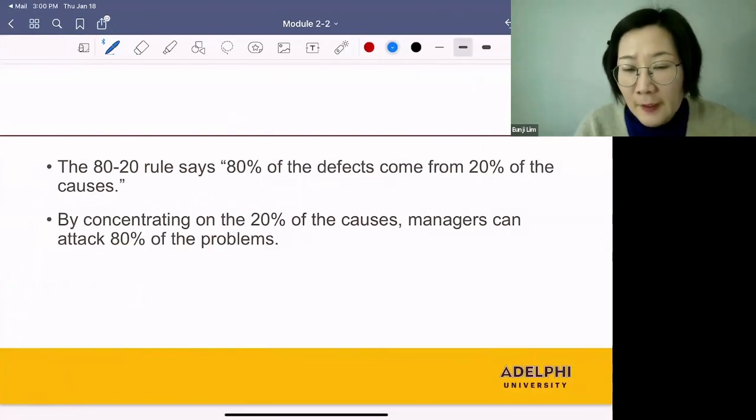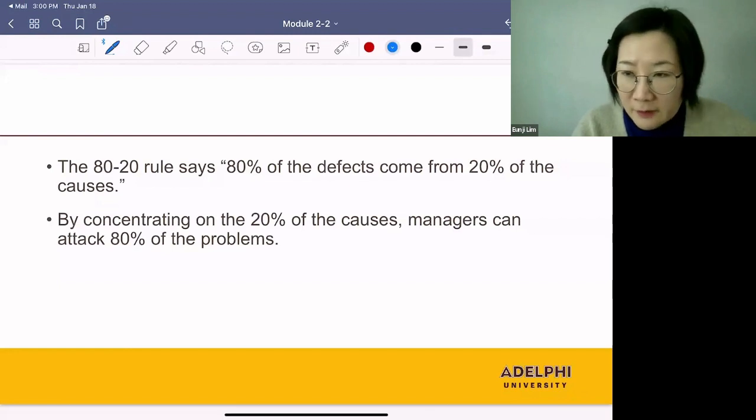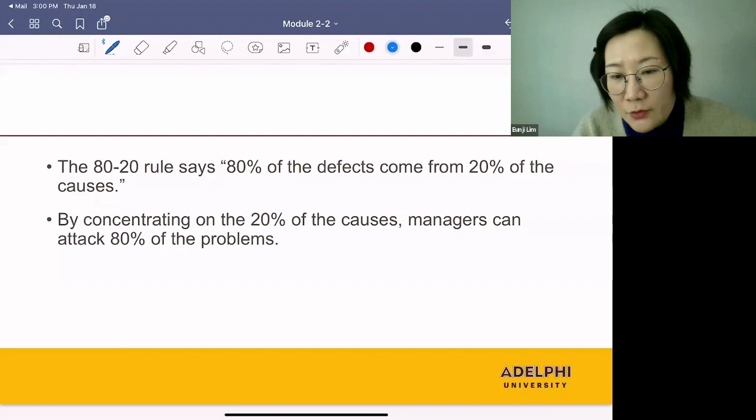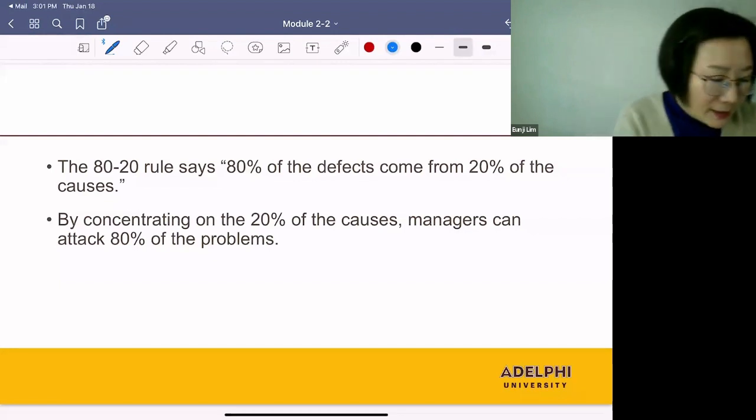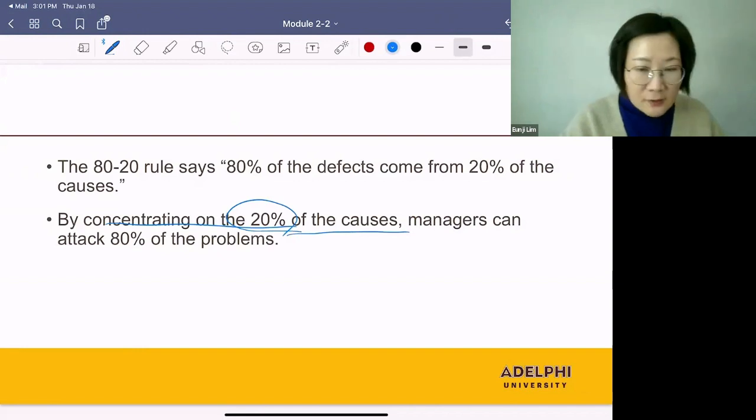So the 80-20 rule says 80% of the defects come from 20% of the causes. And we can apply this to your business. If your production line is producing defective products, it could be due to a small number of issues. By finding these issues and fixing the problems, you can improve the defect rate significantly. So by concentrating on the 20% of the causes, managers can attack 80% of the problems.